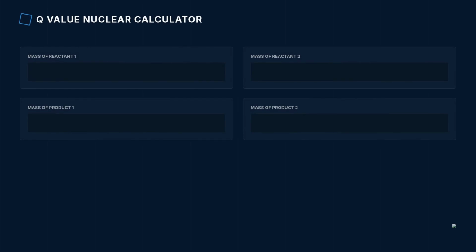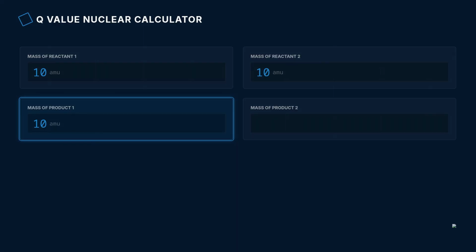The input fields are mass of reactant 1 in AMU, mass of reactant 2 in AMU, mass of product 1 in AMU, and mass of product 2 in AMU. Let's work through an example. I'll enter 10 AMU for mass of reactant 1, 10 AMU for mass of reactant 2, 10 AMU for mass of product 1, and 10 AMU for mass of product 2.